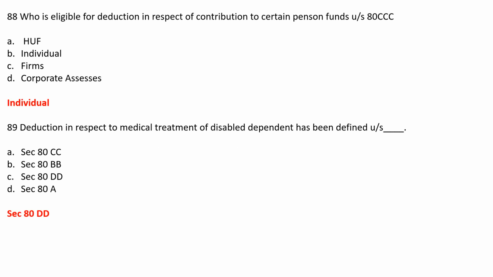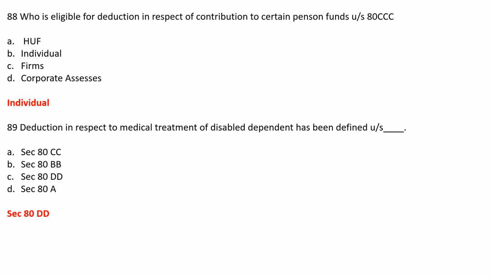Who is eligible for deduction in respect of contribution to certain pension funds under 80CCC? Option A, Hindu undivided family; option B, individual; option C, funds; option D, corporate assets. The correct answer is individual. So an individual is eligible for deduction in respect of contribution to certain pension funds under section 80CCC.